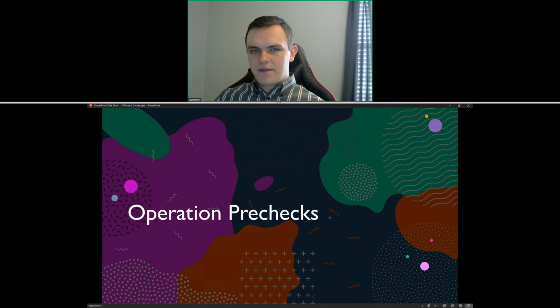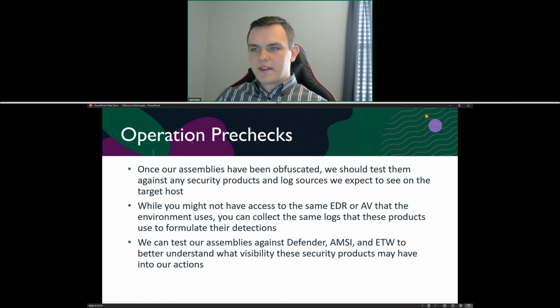So now that we've obfuscated our assemblies with ConfuserEX, and we've set up fork and run execution in a way that we think is going to work well, this is where we can move into operation prechecks. And what an operation precheck is, at least from how I'm using it, is basically doing everything we can to verify that our payloads are as OPSEC safe as we think. So what we want to do is test them against whatever security products we can get our hands on before putting them in the actual environment.